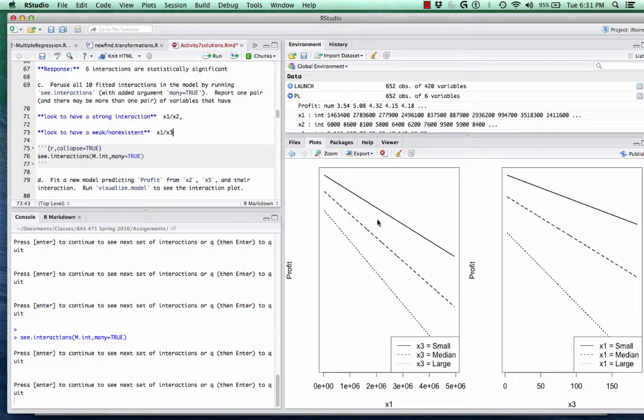Whenever we see intersecting lines, that indicates, hey, we have a strong interaction. Whenever the lines are mostly parallel, we say the interaction is weak, if it exists at all.